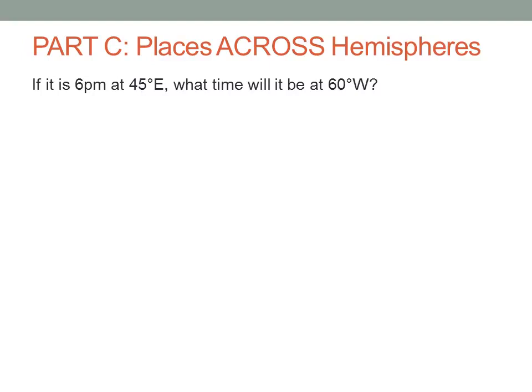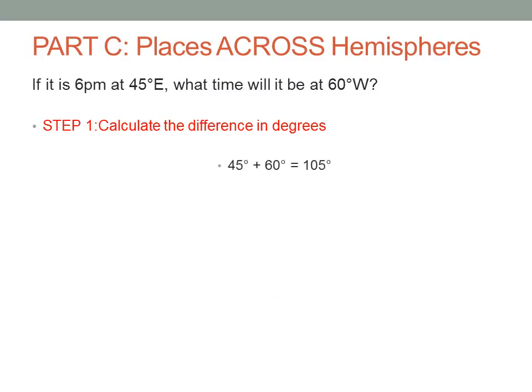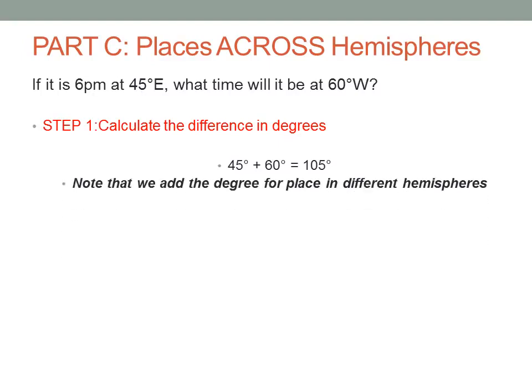If it is 6 p.m. at 45 degrees east, what time will it be at 60 degrees west? Step 1, we're going to calculate the difference in degrees. However, for this section, we're actually going to add for the difference. It's kind of weird, right? Okay, so we're going to add 45 degrees to 60 degrees, which will give us 105 degrees. Note that we add the degrees for places in different hemispheres.